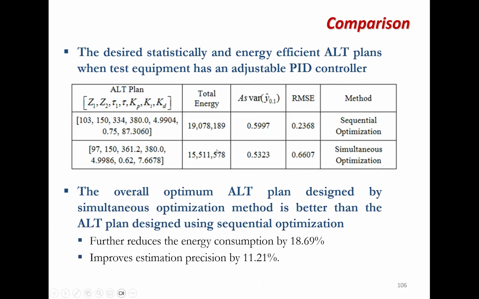Of course, well, we can. If you look at this table, it shows the total energy consumption. The simultaneous optimization method achieves smaller energy consumption and also achieves smaller asymptotic variance for the reliability estimate, actually the failure time quantile. Even though the root mean square for the stress profile is a little bit higher, which is worse than the sequential optimization method, overall we have to consider total energy consumption and the asymptotic variance. The simultaneous optimization method is better.